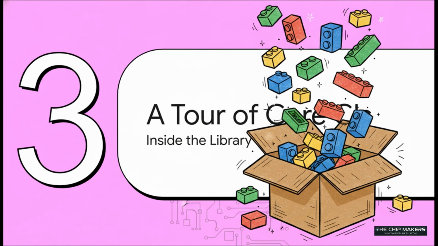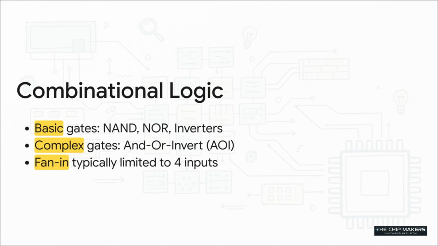All right, now that we know how to pick our library, let's pop the lid off this box and take a look at the different kinds of bricks we get to play with. First up, you've got your basic workhorses, the combinational logic cells. These are the bricks that do all the thinking, all the calculations, in real time, with no memory. This includes your simple stuff like NAND and NOR gates, the absolute fundamental building blocks of everything. But you also get more complex pieces like an AND-OR-invert cell, or AOI, which can do a couple of logic steps all in one go.